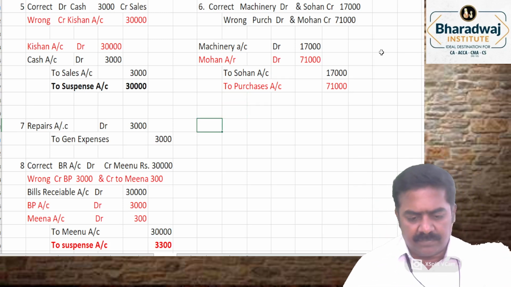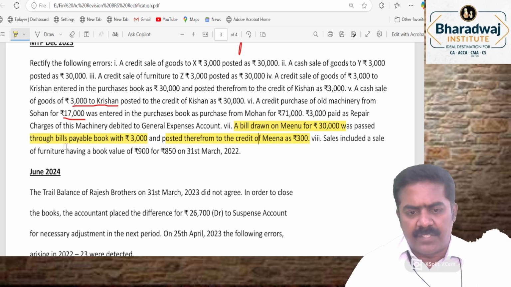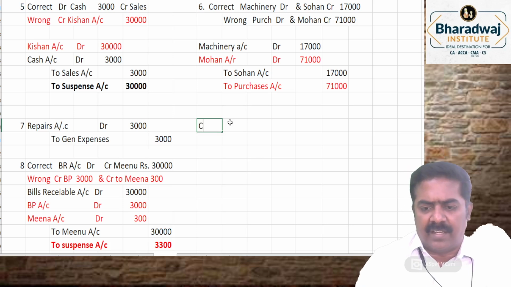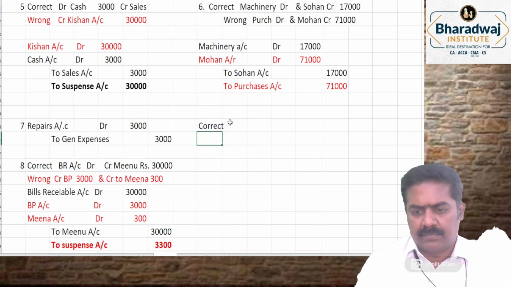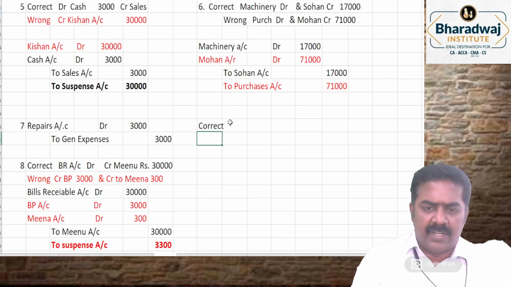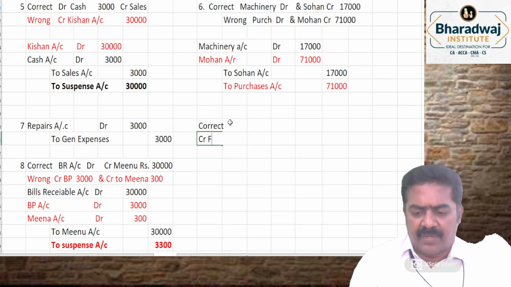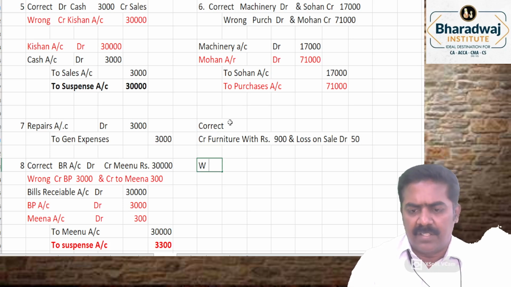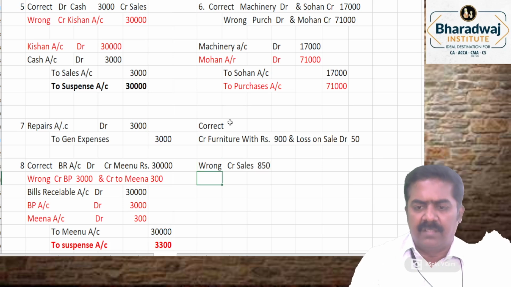What is the next one? Sales include sale of furniture having a book value of 900 for how much? 850. What is the correct treatment? Correct treatment is cash to furniture. But we should have credited furniture with rupees how much? 900 and the loss on sale. What should we have done? Debit 50. What is the wrong treatment they have done? They have credited sales with how much? 850.